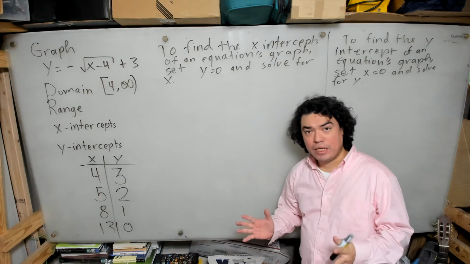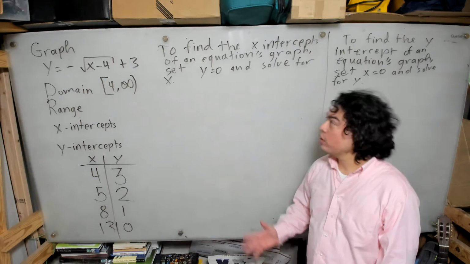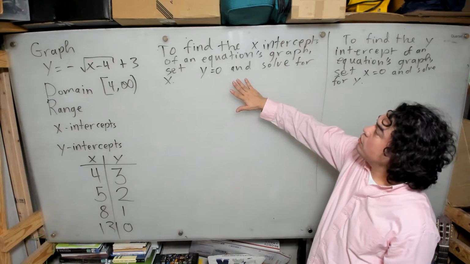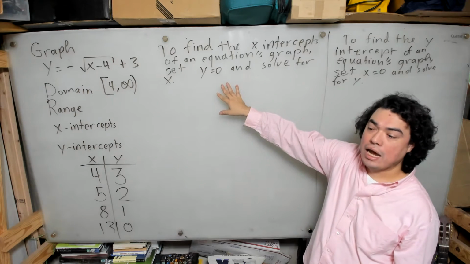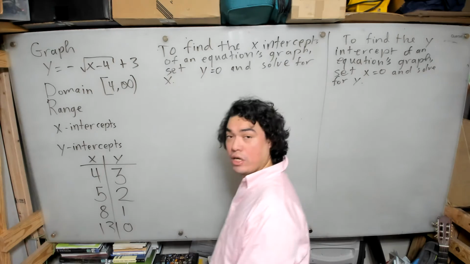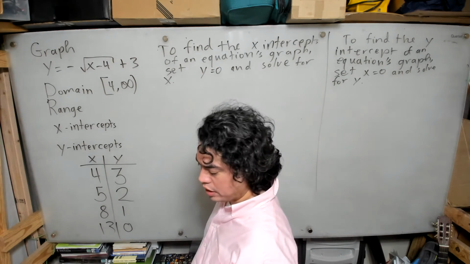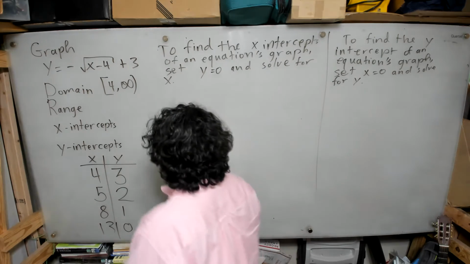But now for completeness, we're going to double check. Okay, we're going to find the x-intercept of the equation by setting y equal to 0, and we're going to solve for x. And then we're going to find the y-intercept by setting x equal to 0 and solving for y. So let's do that together here.